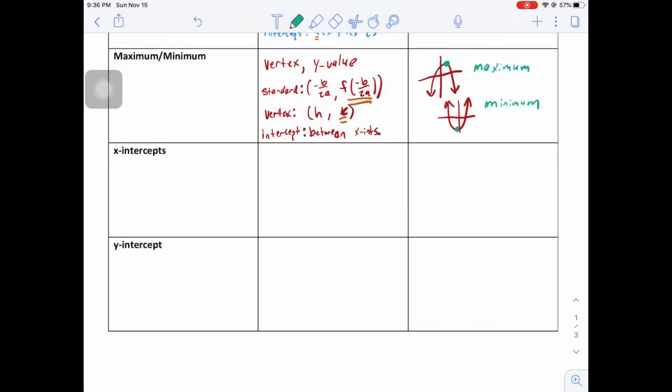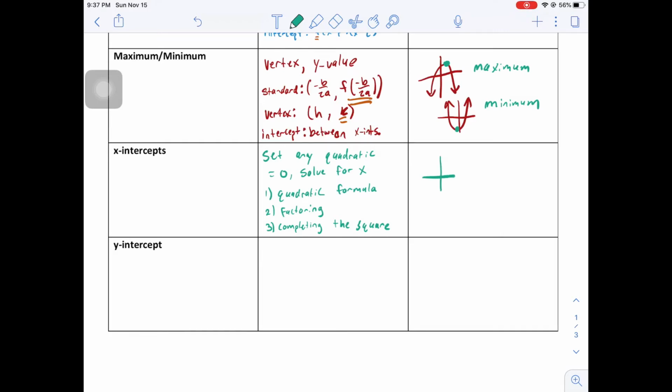Alright, next up we have the x-intercepts. So, where do we find x-intercepts? We always find them when we set any quadratic equal to 0. Alright, and then we solve for x. So those are the x-intercepts. What are the different ways we know how to do this? We know how to do this with the quadratic formula. We know how to do this with factoring. And we know how to do this with completing the square.